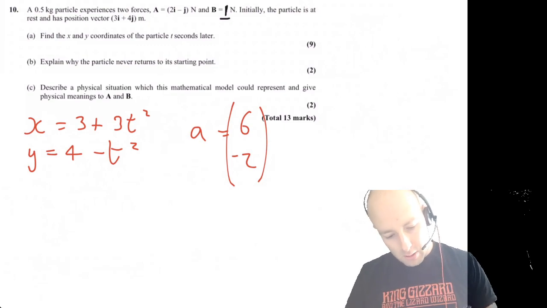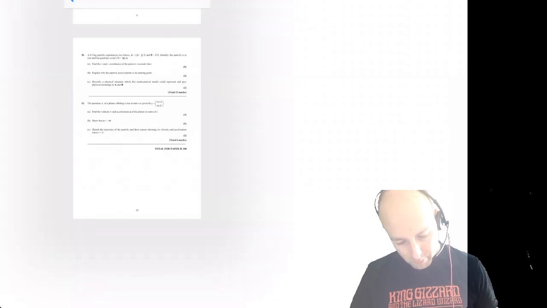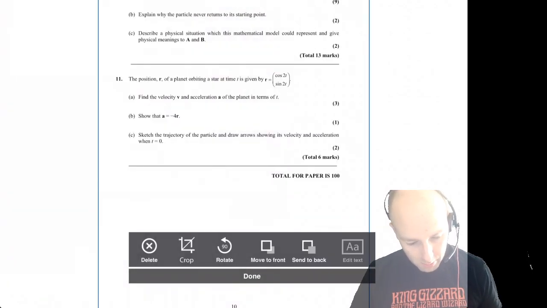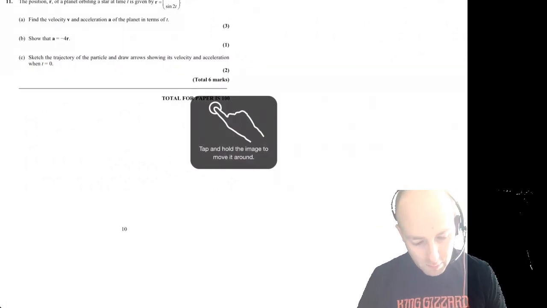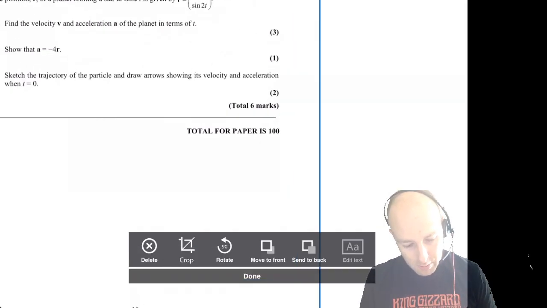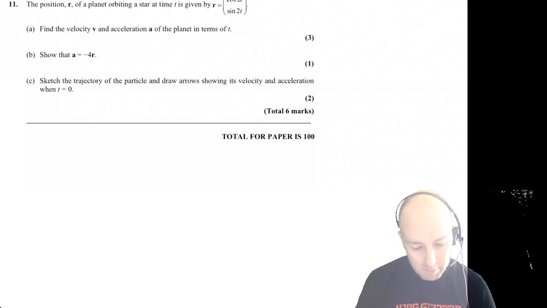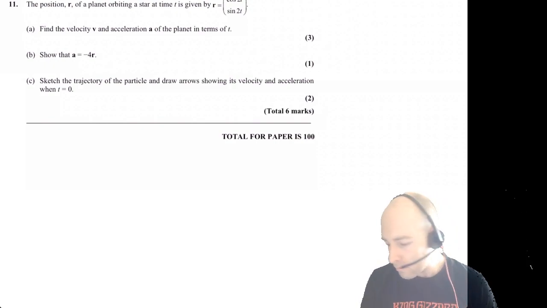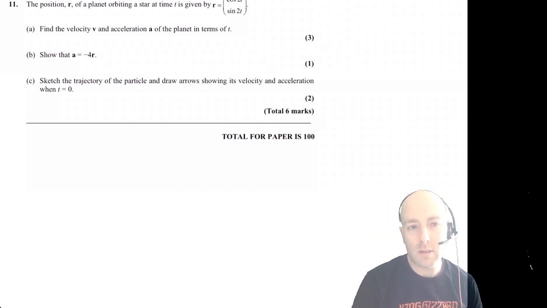Okay, last question. If we don't finish this today, I will get you guys doing it for homework. It's a nice astrophysics question. So, the position of a planet orbiting a star is given by that equation. Find the velocity and acceleration of the planet in terms of t. This shouldn't take long. So I'm gonna set this one for you guys. You can start it now.